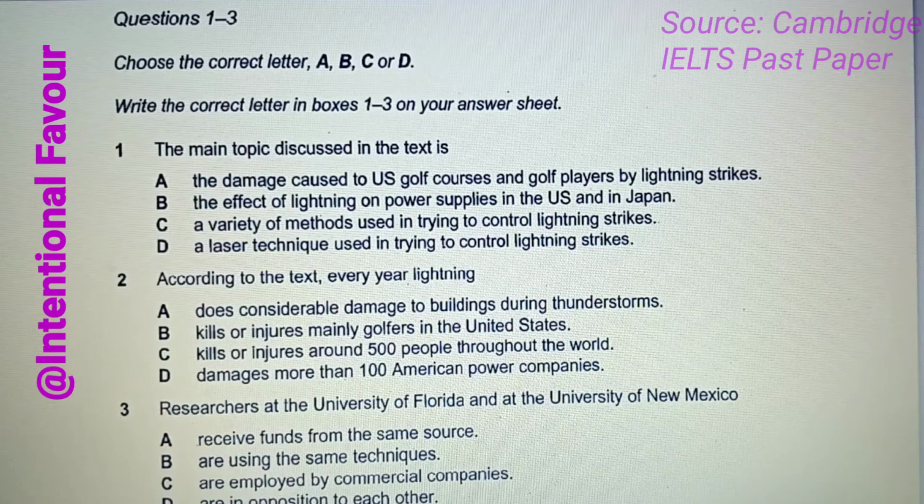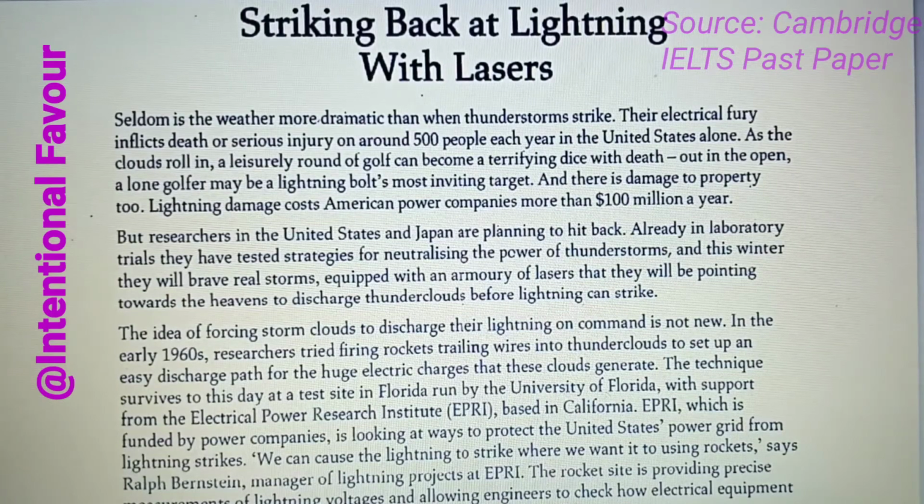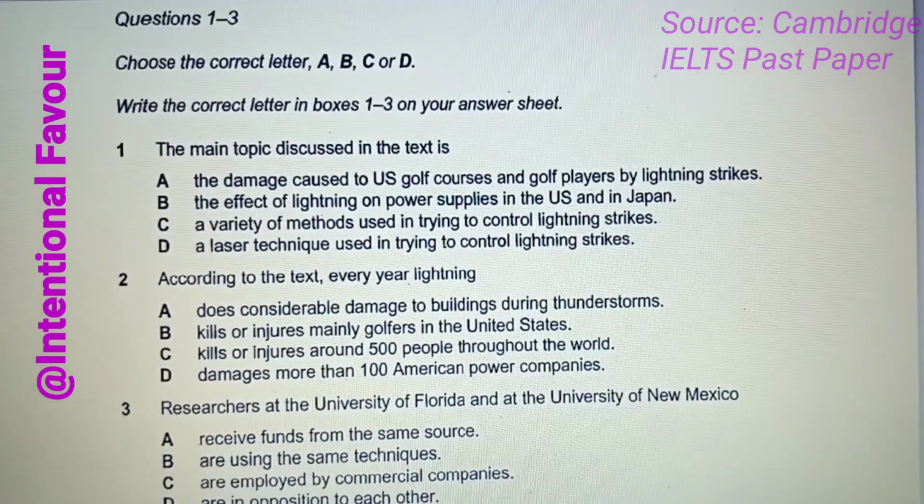Okay, then let's go to option 3. Researchers at the University of Florida and at University of New Mexico, what do? What about them? Researchers at the University of Florida and the University of New Mexico. So look at our text now. We'll look for University of Florida. Can you see there is none of that? You can see researchers here in this second paragraph, but it has nothing to do with University of Florida or the University of New Mexico.